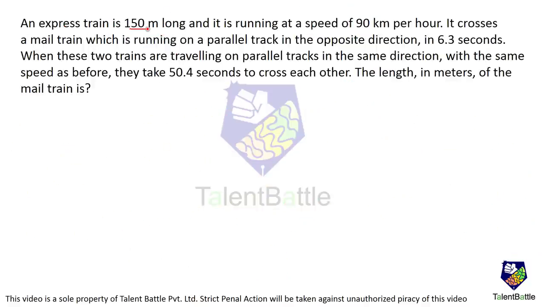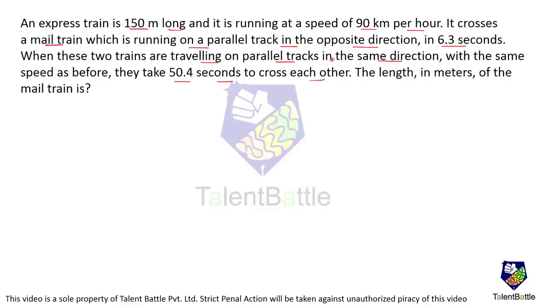An express train is 150 meters long and it is running at a speed of 90 kilometers per hour. It crosses a mail train which is running on a parallel track in the opposite direction in 6.3 seconds. When these two trains are traveling on parallel tracks in the same direction with the same speed as before, they take 50.4 seconds to cross each other. The length in meters of the mail train is?